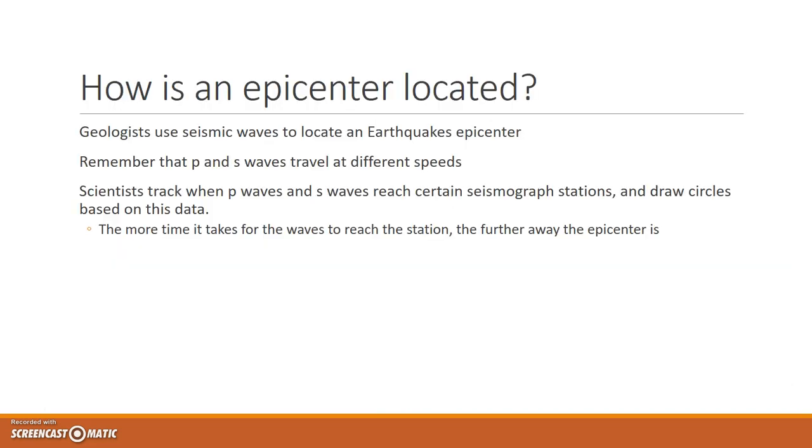How do we locate an epicenter? Well, we locate an epicenter using what are called seismograph stations. So they use the seismic waves to locate an epicenter. And I want you to remember that P and S waves travel at different speeds. And scientists track when these waves reach the certain stations, and they draw circles on the map based on this data. The more time it takes, the further away the epicenter is.